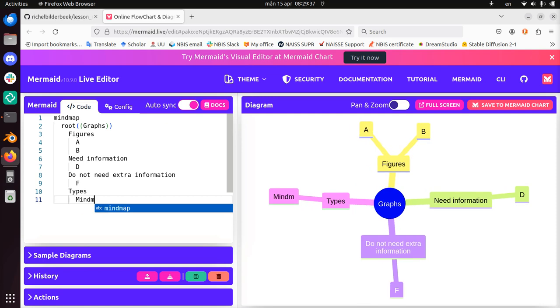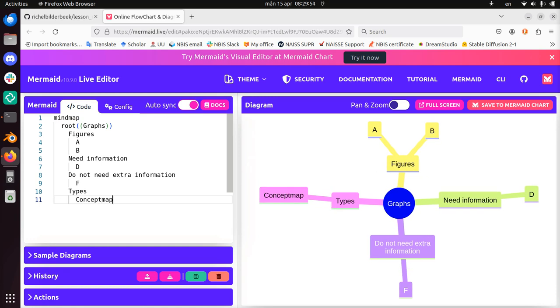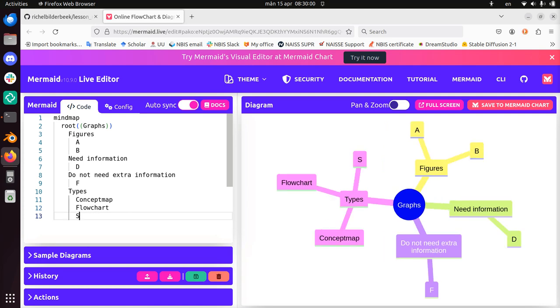A mind map is a graph. Of course, you cannot use this, probably because this word mind map is reserved. It's part of this language. So I call it a concept map instead. Concept map. And I call a flow chart, it's a graph, but we also have like a scatter plot.